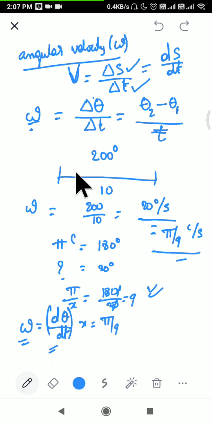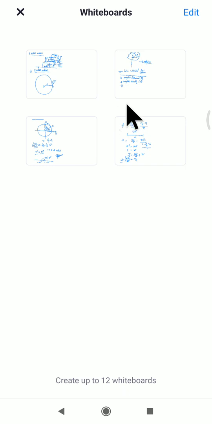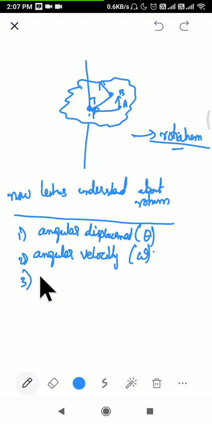Now we will understand the third one. What is the third one? Angular acceleration.